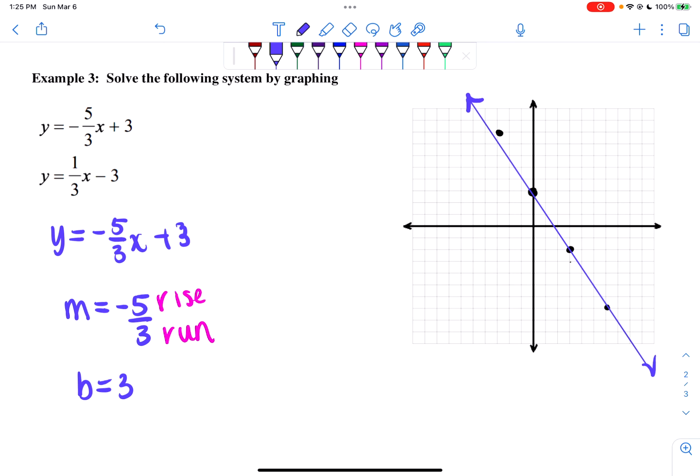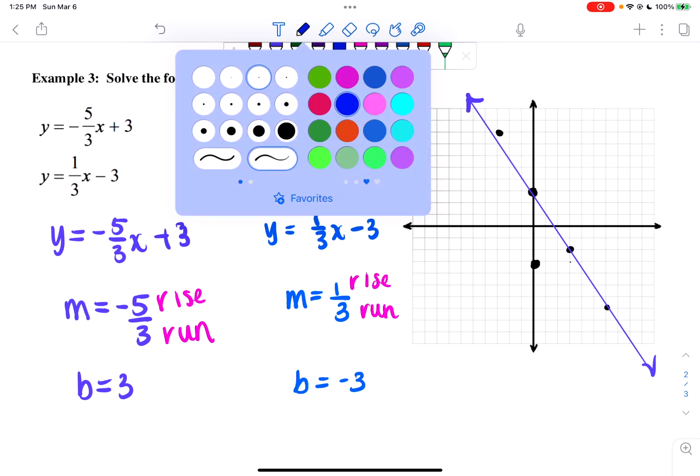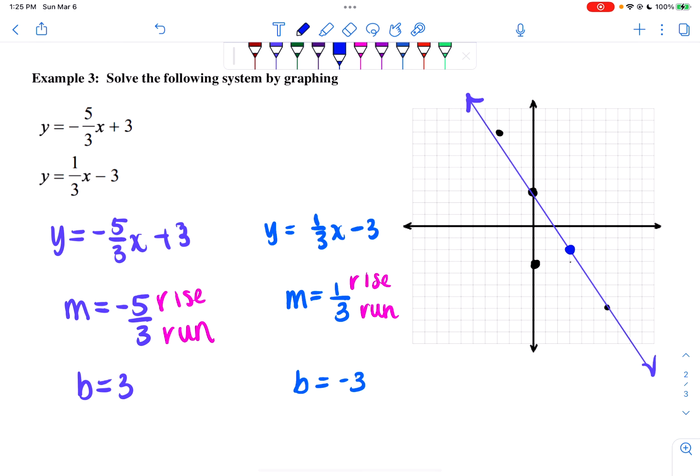Now I'm going to graph my second equation. My second equation is y equals 1/3 x minus 3. So my slope is 1/3, and my y-intercept is negative 3, because that's the number hanging out by itself. And again, we're rising 1, running 3. So I plot my y-intercept of negative 3, and I go up 1, right 3. Up 1, right 3, up 1, right 3.